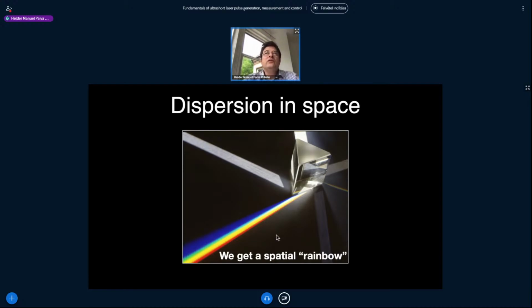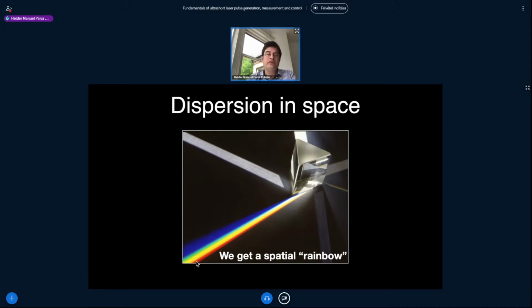But now we have something to take into account. Where's the relationship between this and our laser pulse? Well, our laser pulse has a broad spectrum. So it could be this white light beam here, which means that if the pulse crosses the prism, you will have this spatial rainbow too. So different colors of the pulse will be separated along different angles.